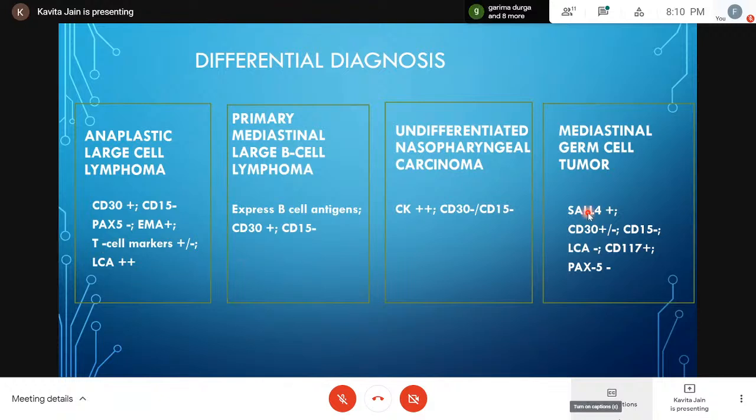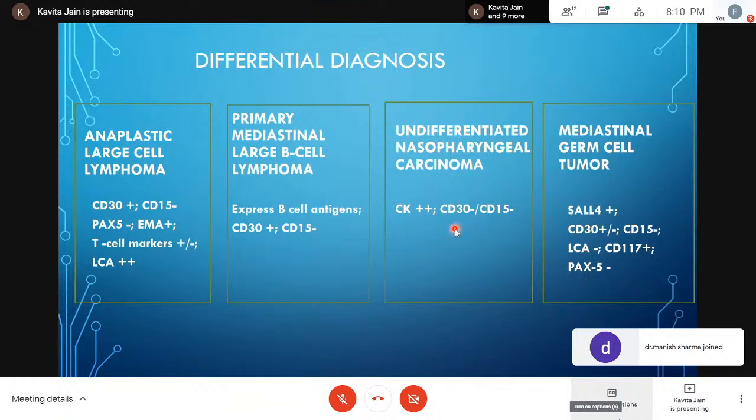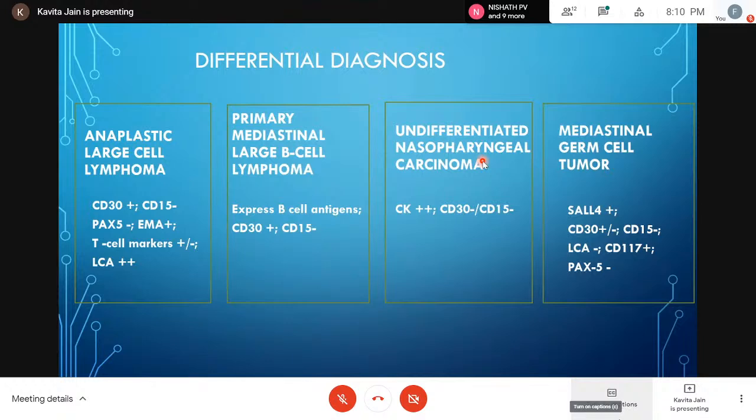For mediastinal germ cell tumors, of course, embryonal carcinomas can be CD30 positive, so we can put a marker like SALL4, which will help us to delineate that they are germ cell tumors. And they are PAX5 negative. And when we rule out everything else, we should definitely consider metastatic undifferentiated carcinomas, where we would get CK, if not all these antibodies.